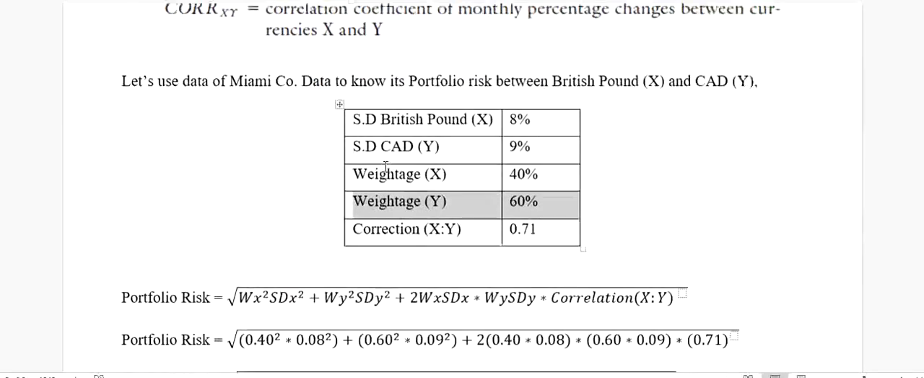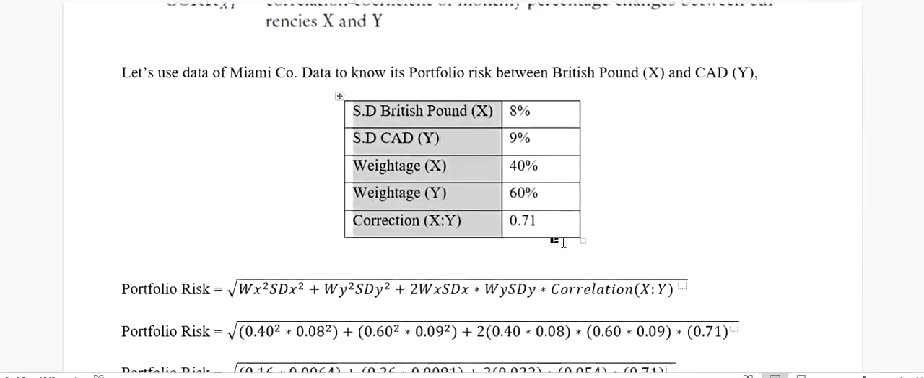Let's do it, and that's the data which I just explained. The one thing left is, assume that the correlation between X and Y, which is pound and Canadian dollar, is 0.71.